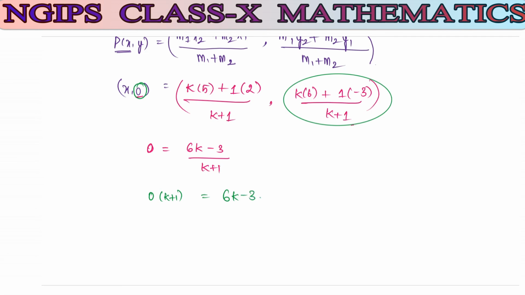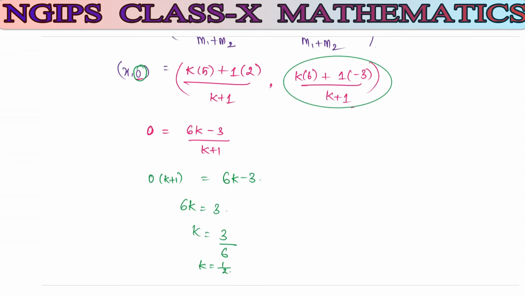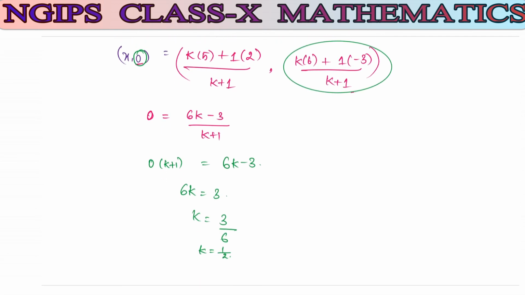So here I can take 6k is equal to, when you shift this to the opposite side it will become plus, and here you will get 0. Okay, so k is equal to 3 by 6, which is nothing but k is equal to 1 by 2. So we got k is equal to 1 by 2.